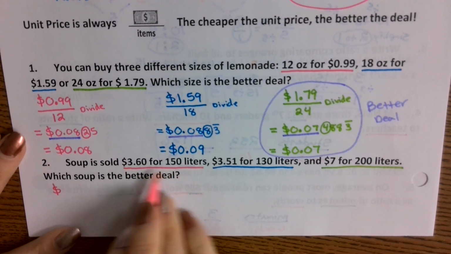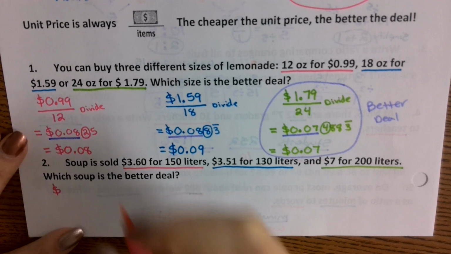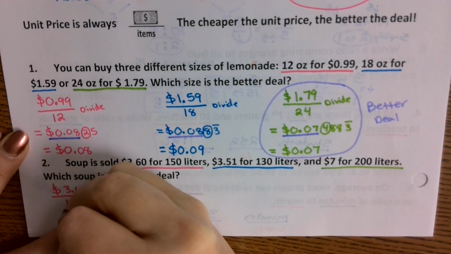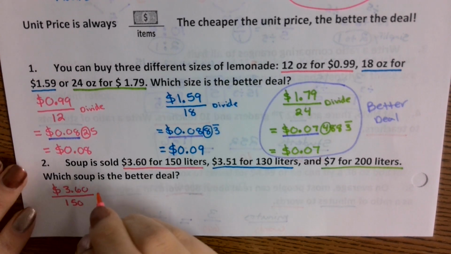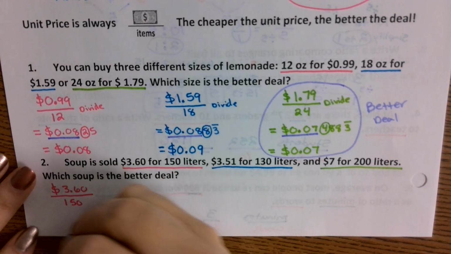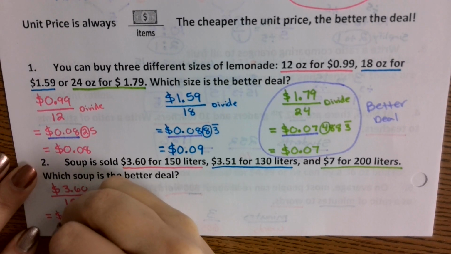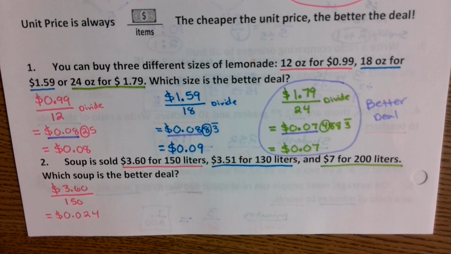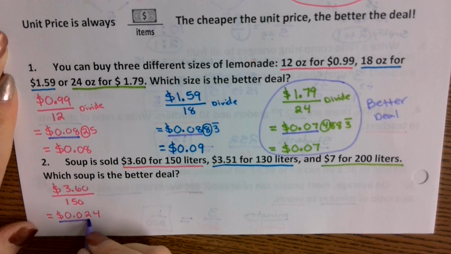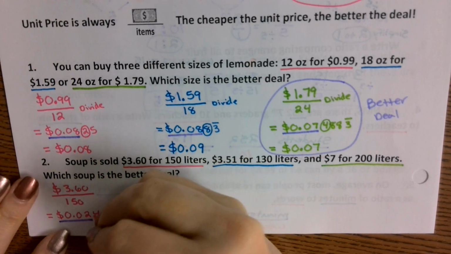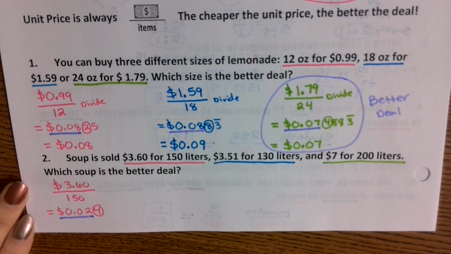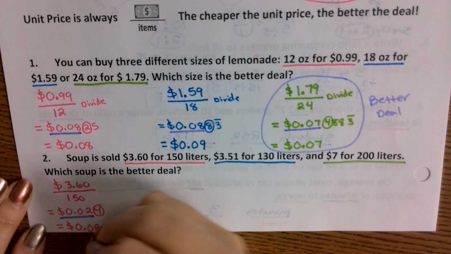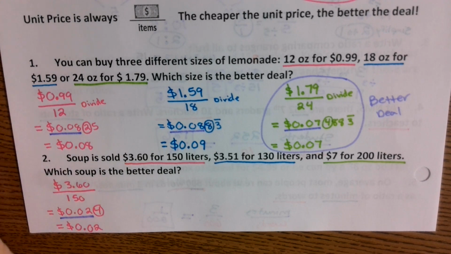All right, let's go ahead and go over this. Remember, what always goes on the top? Money, right? Price always goes on the top. The money always goes on top. So for our first value of soup, we've got $3.60 for 150 liters. So we're going to put $3.60 and we're going to divide it by 150. We do 3.60 divided by 150. That's going to come out to 0.024. Again, the 0.02 is where the money belongs. That 4 is just telling us whether we're going to keep or round. Are we going to keep or round? Keep. So this is going to stay 0.02. Let's look at the next one.